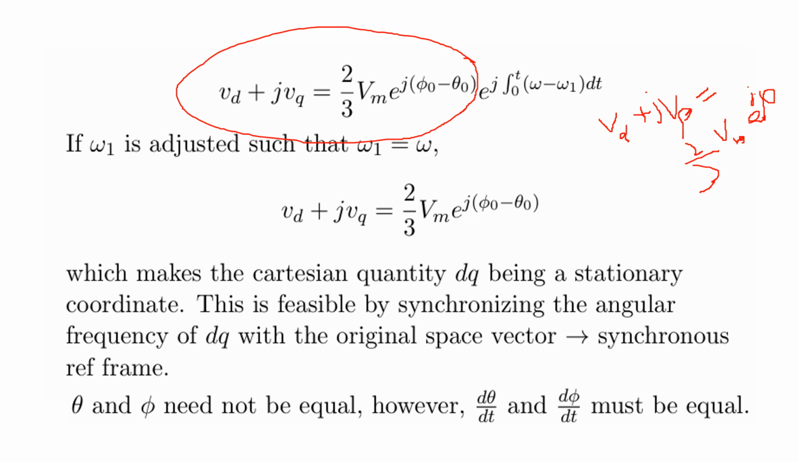So these two need not be equal at any instant of time, but the rate at which this theta, that is the dq frame, is rotating and the rate at which the space phasor is rotating must be equal. Then only these two are synchronously changing, so that one is stationary with respect to another, so we can easily control the dq frame, so that we can control ABC alternating quantities VA, VB, VC.